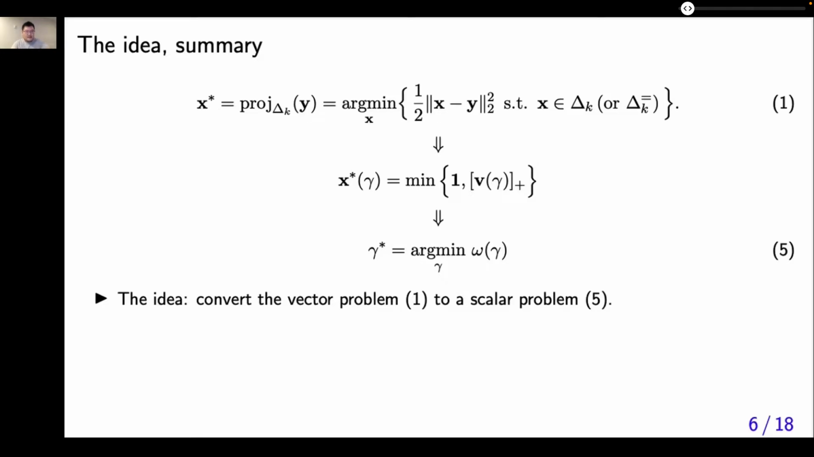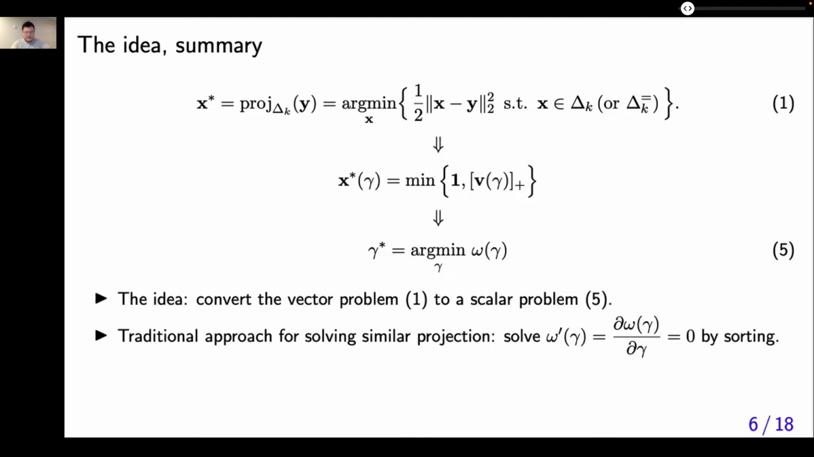Problem 5 is just a problem on omega of gamma. Omega is a function of the Lagrangian function we saw before, but with x being eliminated. So this is totally a function of gamma alone, and gamma is just a scalar variable, and therefore we change the vector problem into a scalar problem.